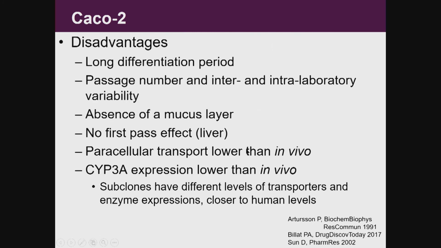The disadvantages are the long differentiation period, the passage number and inter- and intra-laboratory variability, the absence of a mucus layer, the absence of a first pass effect, and the fact that paracellular transport and CYP expression is lower in the Caco-2 cell line than in vivo. And this has resulted in the generation of subclones with different levels of transporters and enzyme expressions.